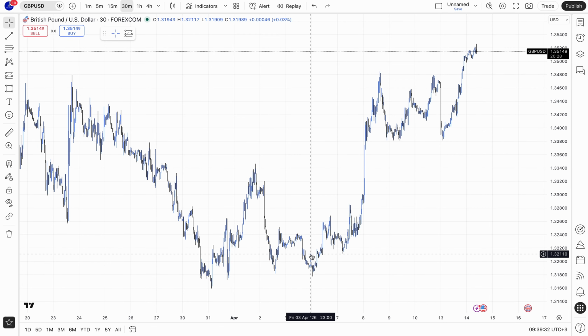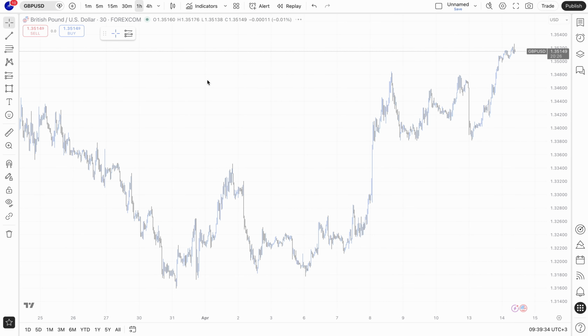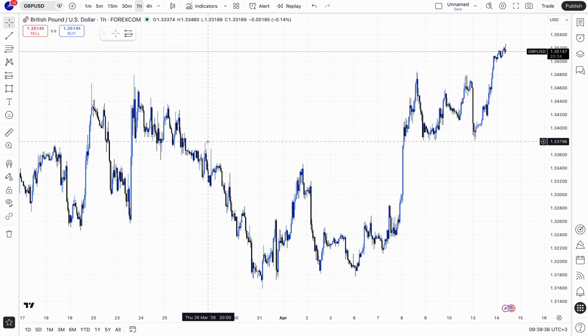Welcome back to our setup and plan. And as always, first thing first is always external and internal market structure to understand where the market's moving, both external and internal market structure.